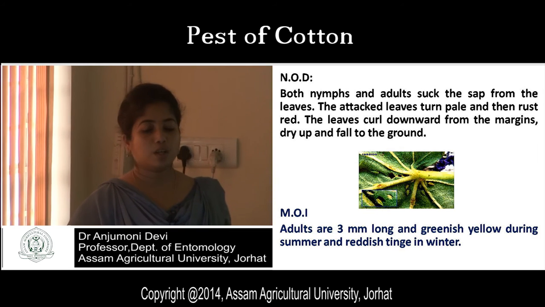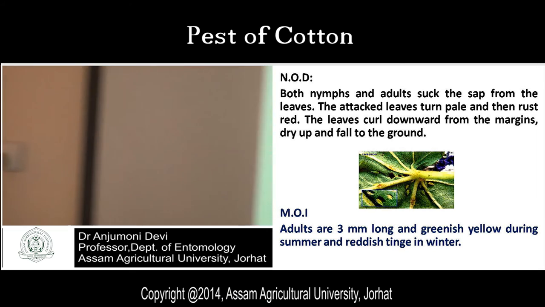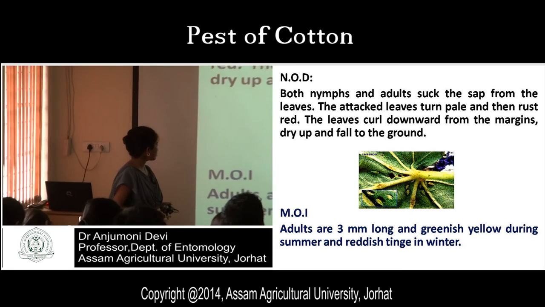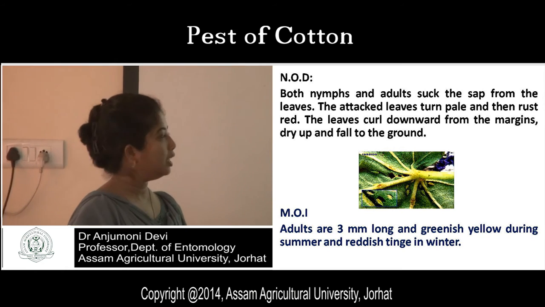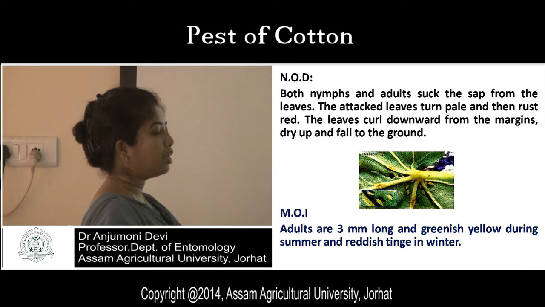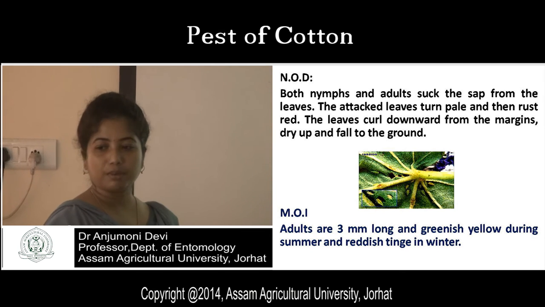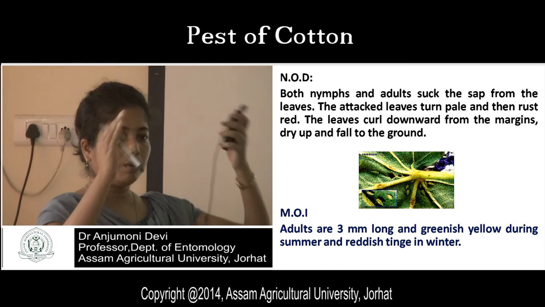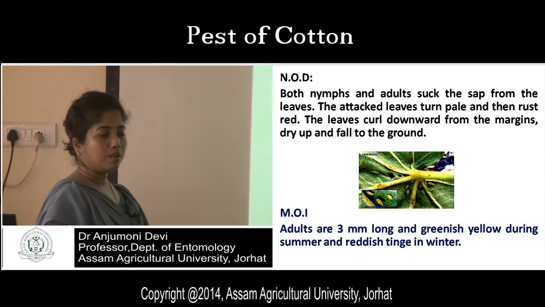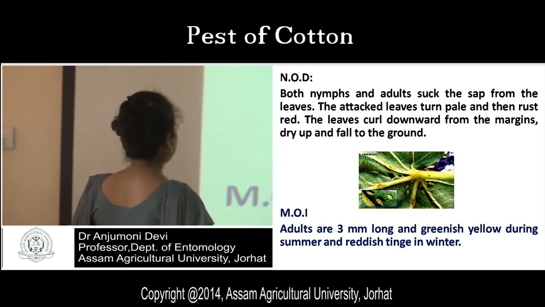The nature of damage: both nymphs and adults suck the sap from the leaves. See the leaves. These are nymphs. They suck the juices from the lower surface of the cotton leaves. And the leaves turn pale and then rust red due to continuous sucking of the juices. The color of the leaf is changed. Then the leaves curl downward. The curling of the leaf is downward, not upward. It is the downward curling of leaves due to infestation of jassids. From the margin sides it curls downward, and later the leaves dry out and fall to the ground.